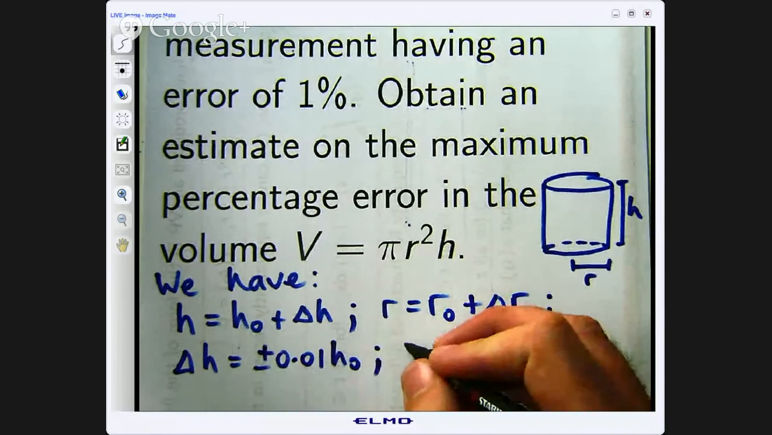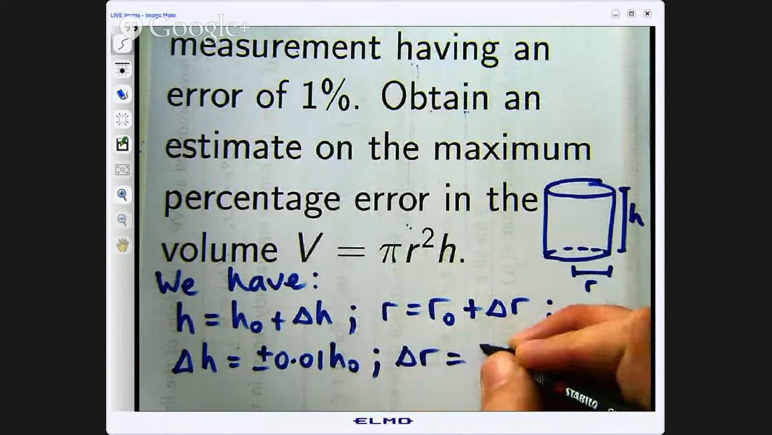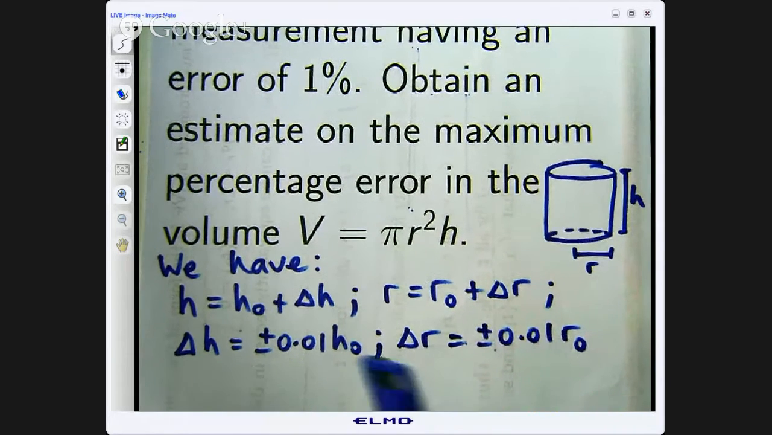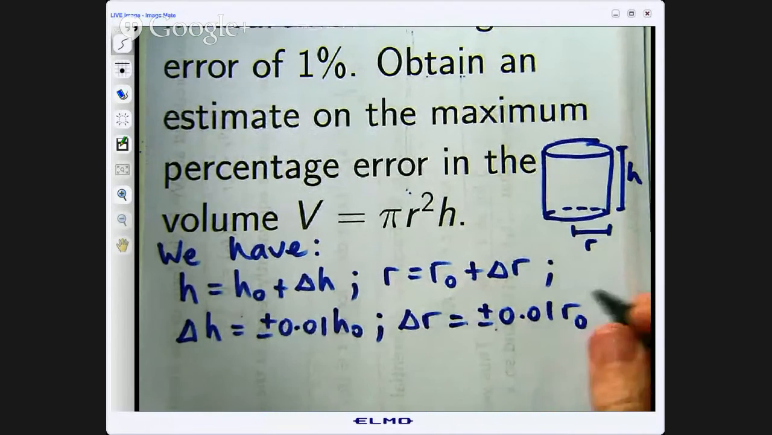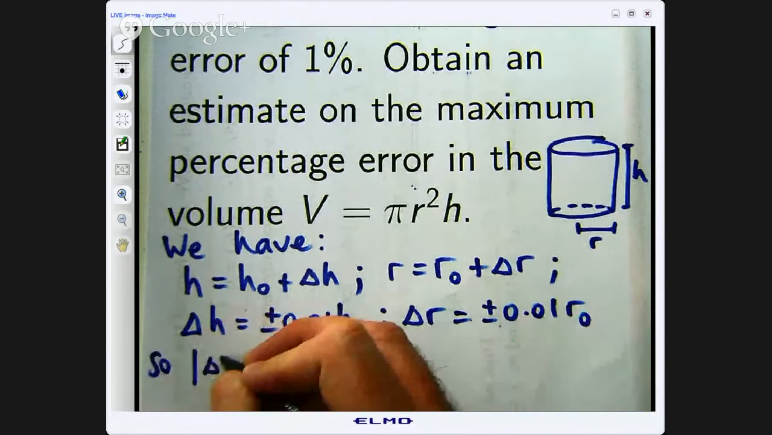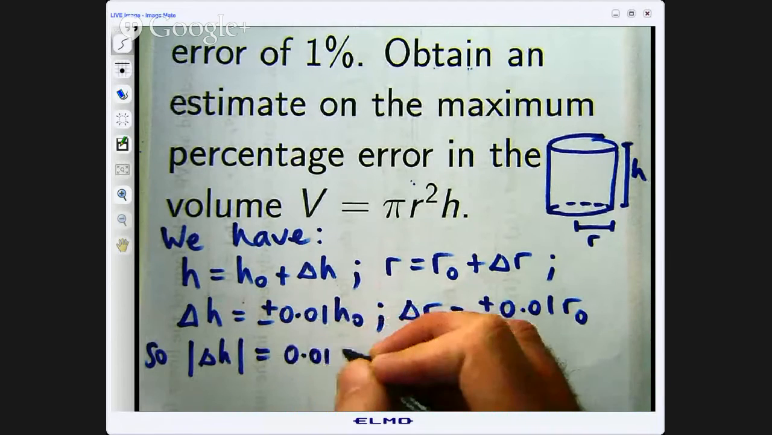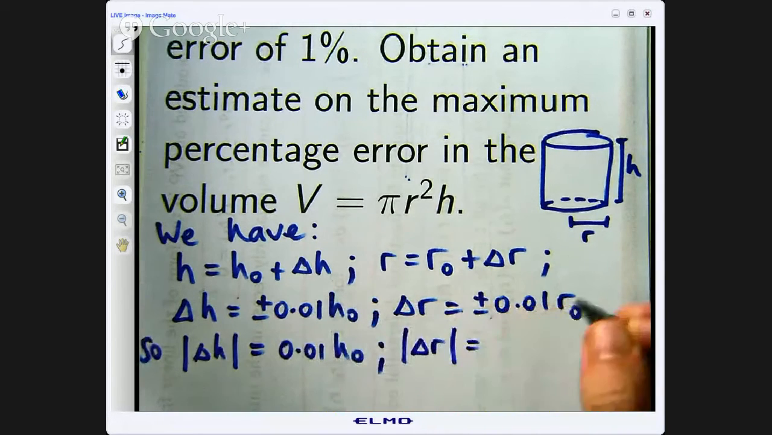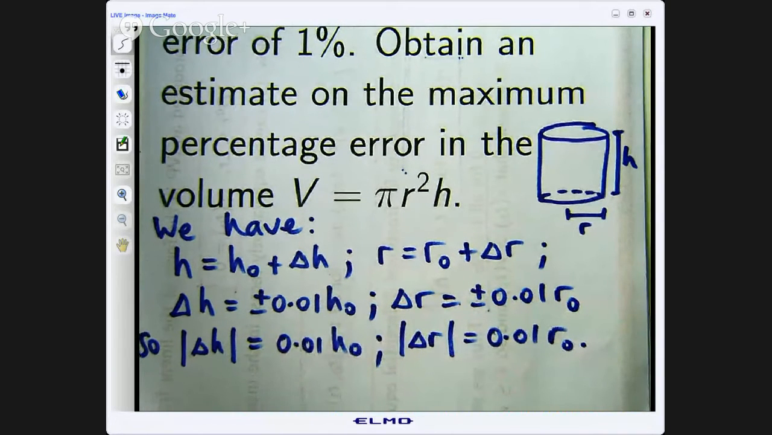Okay, so the same thing for delta R. There's an error in the measurement of 1%. Okay, so what that means is the absolute value here will be equal to, take absolute values, you can get rid of the plus minus. H naught will be positive. Okay, now that'll keep us going for a little while.